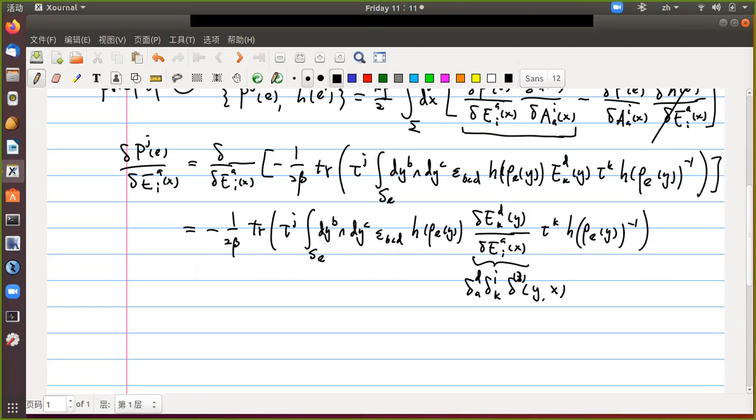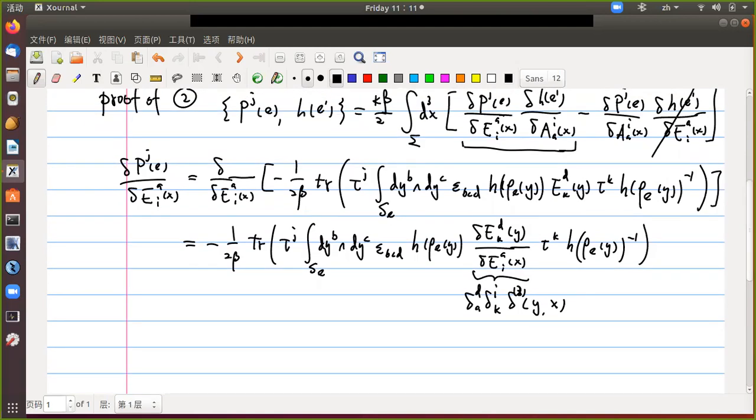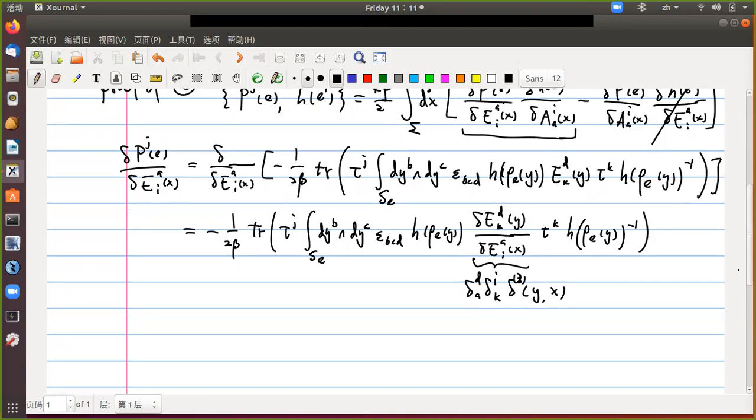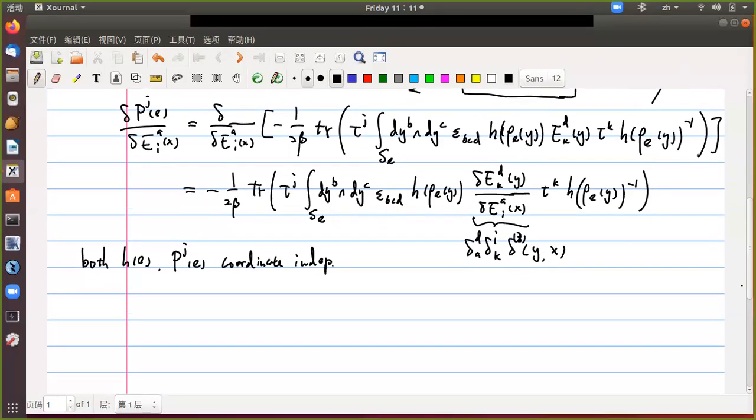To simplify the calculation, let me choose a special coordinate. All the formulas are coordinate independent, because the definition of holonomy doesn't depend on the choice of coordinate, and the definition of P also doesn't depend on the choice of coordinate. Both h_e and P_e^j are coordinate independent. So in this calculation, we can choose a special coordinate.